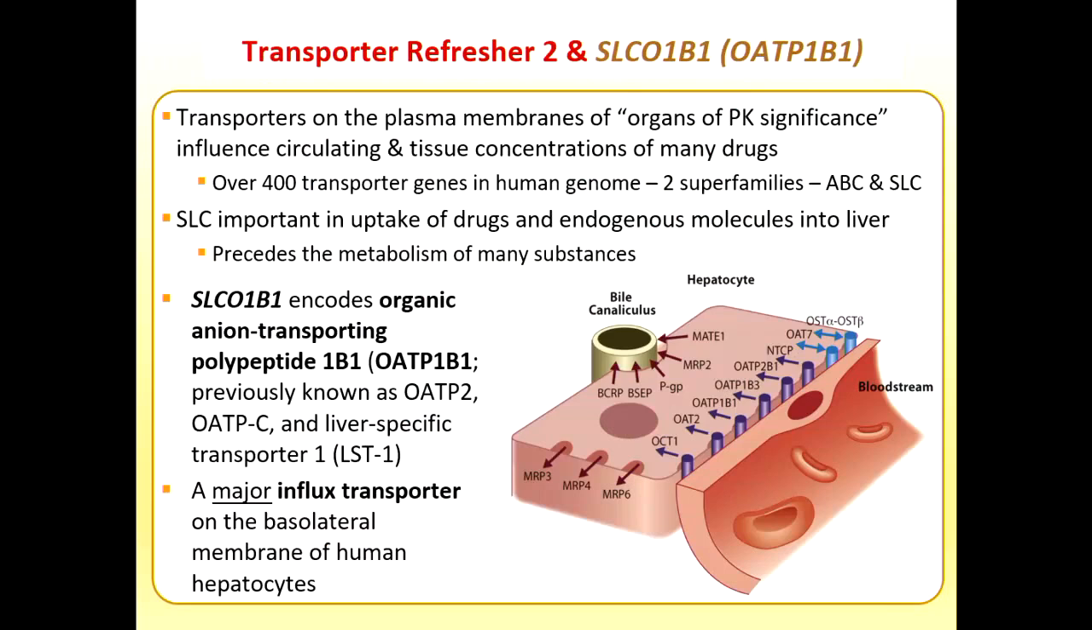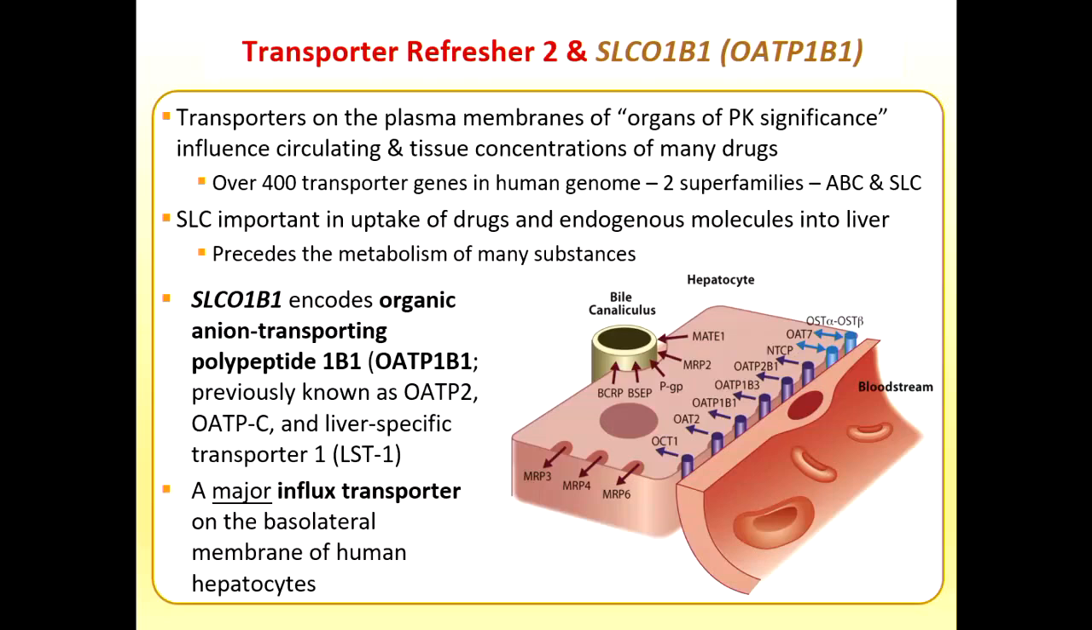Okay, so SLCO1B1, and it makes it confusing that this is known by multiple names, but its current name is SLCO1B1. It encodes an organic anion transporting polypeptide 1B1, previously known as OATP2, organic anion transporting peptide 2, and OATP-C, also liver-specific transporter 1. So it goes by a number of aliases, but the current recognised name in pharmacogenomics is SLCO1B1.